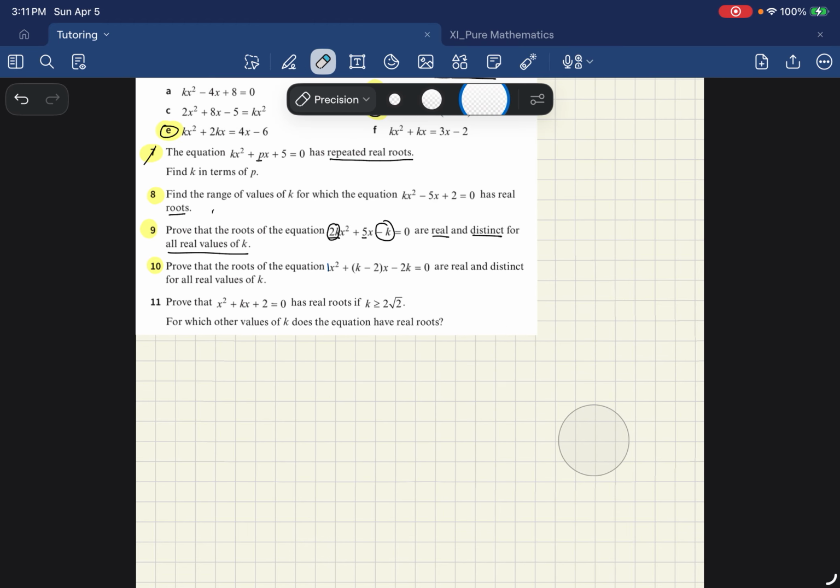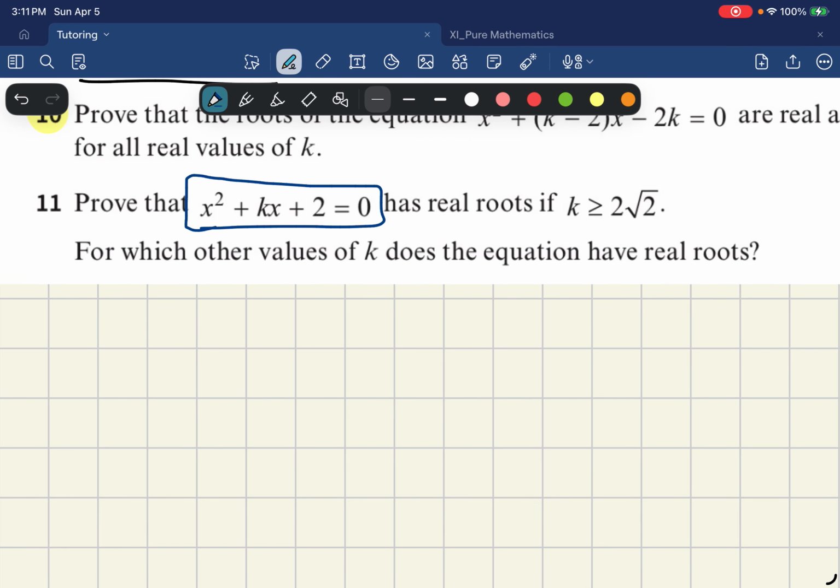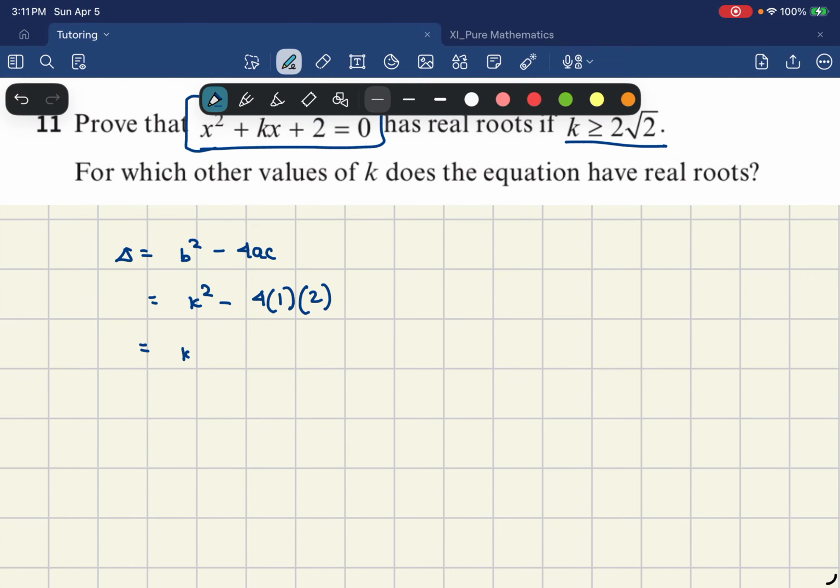Now we can move on to question 11, the final question. So we have this equation. We want to prove that this equation has real roots if k satisfies this condition, and for which other values of k does this equation have real roots? So we want to check the discriminant again, b squared minus 4ac. So that is k squared minus 4, a is 1, c is just 2. And that is equal to k squared minus 4 2s are 8. And remember, 8 is just 2 cubed, right? 8 is 2 cubed.